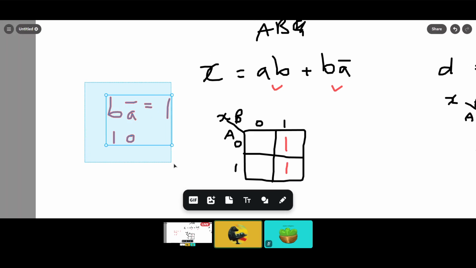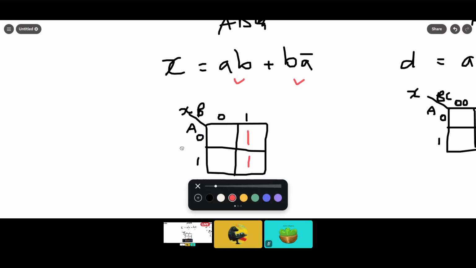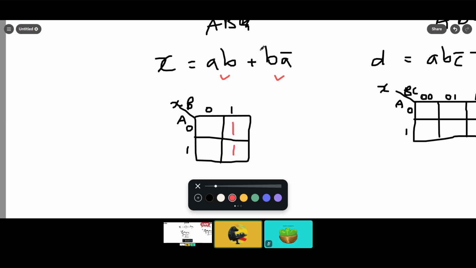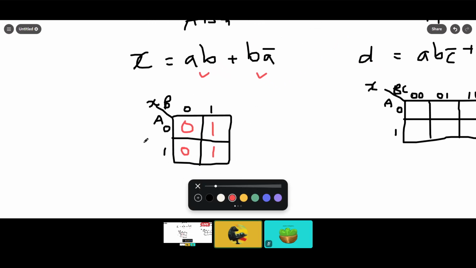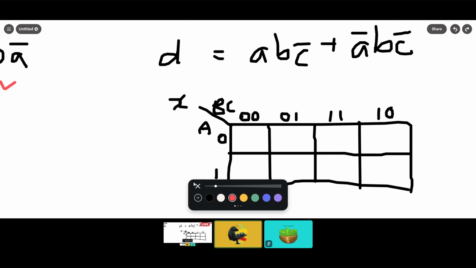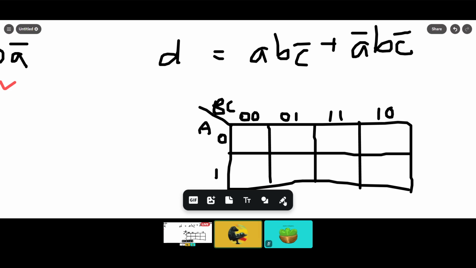And since these are all the expressions, and these expressions represent when x is 1, therefore, we can just use the process of deduction. The rest are 0. And this is the filled up kmap for this expression. Let's move on. Let's say, oh yeah, this is wrong. That should be D.